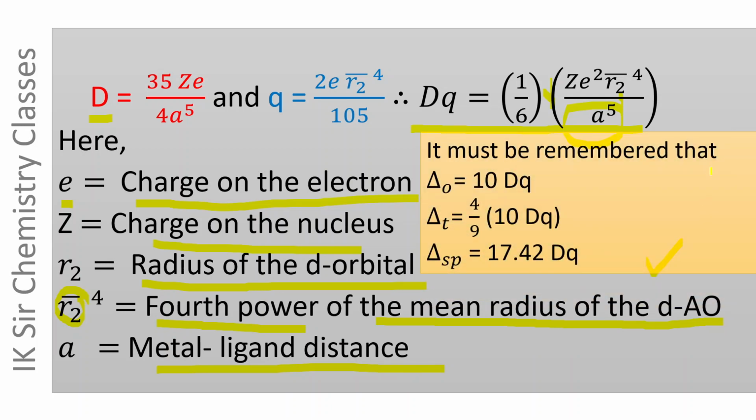It must be remembered that delta O is equal to 10 dq. The crystal field splitting energy in octahedral complex is equal to 10 dq. Delta T, that is crystal field splitting energy in tetrahedral complex, is equal to 4 by 9 into 10 dq, and crystal field splitting energy in square planar complex is equal to 17.42 dq.